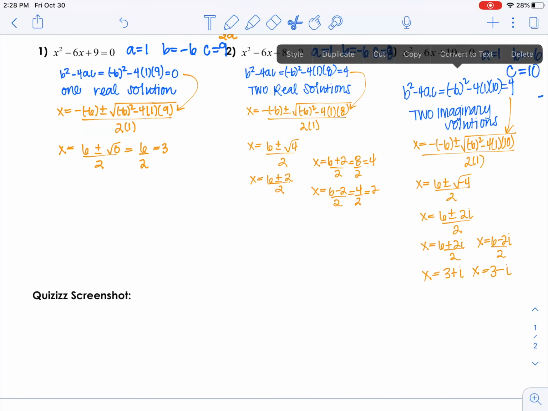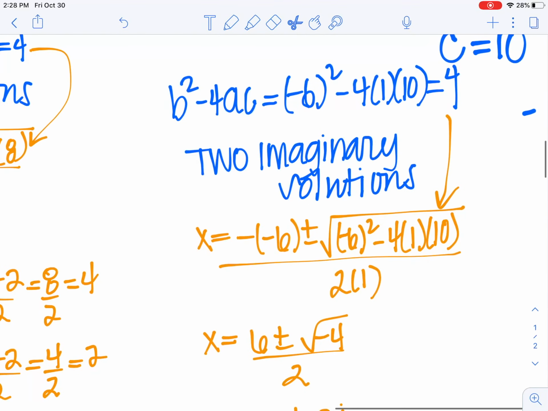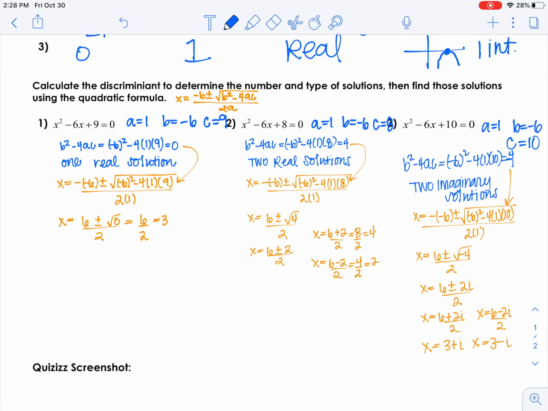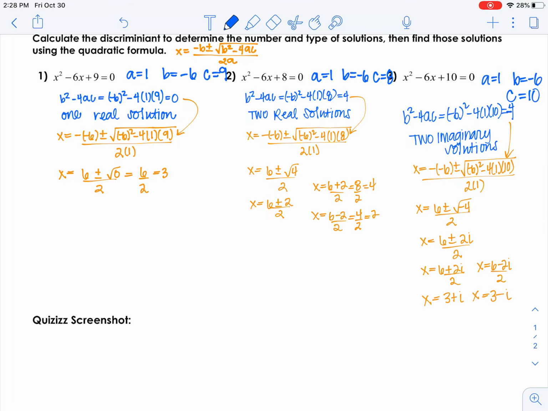So from now on, oops, this is negative 4. From now on, we would want to use that discriminant to know ahead of time what we're working on.